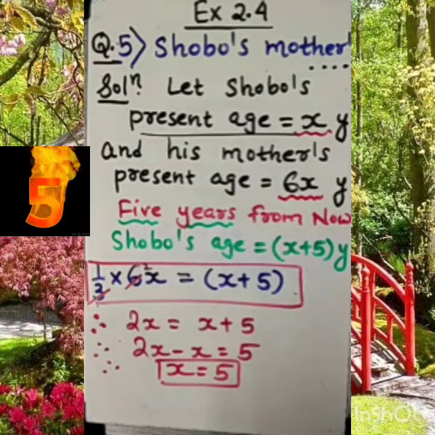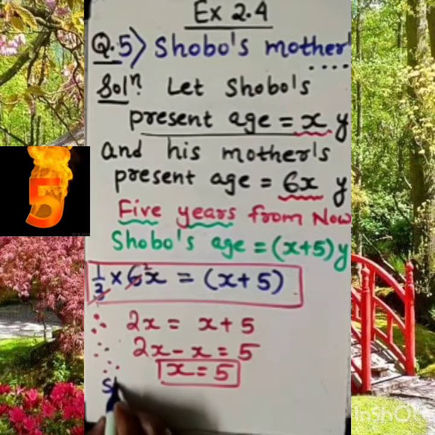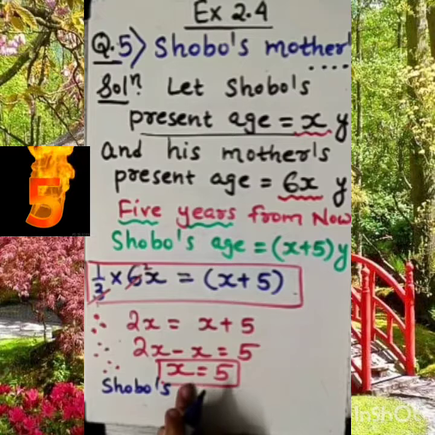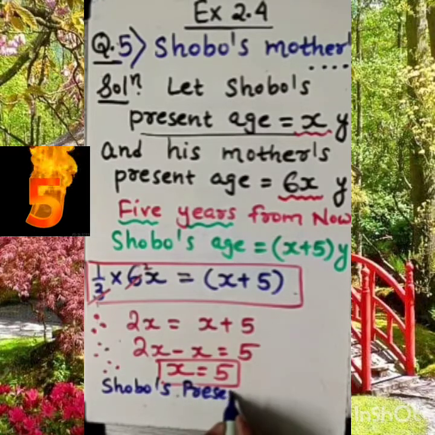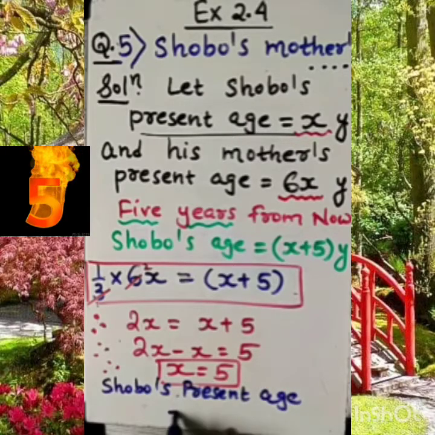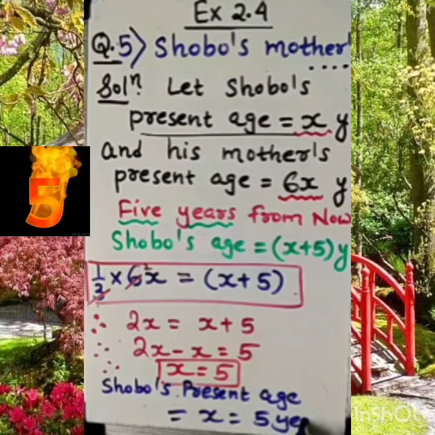Now what we are asked is, what are their present ages? Meaning both of their ages. So dear student, let's note down Shobo's age. Shobo's present age, we need to mention the word present also. What will it be? It will be x, that is equal to 5 years. Agree?